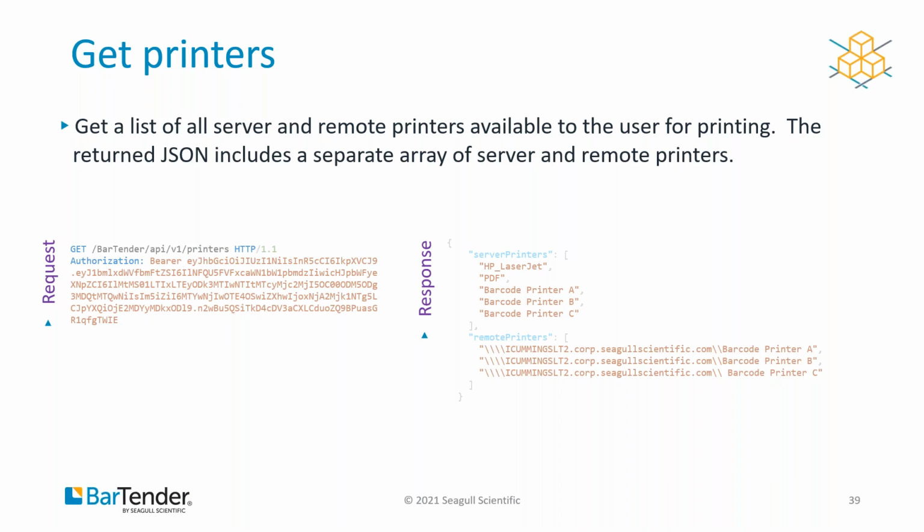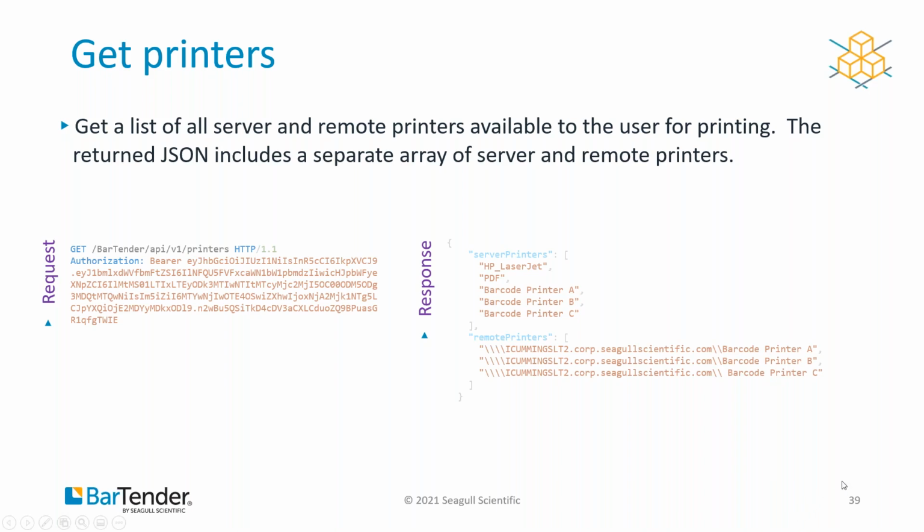But before we get to printing, we need to know what printers are available. So this is where we use the get printers request. And again, we're using the bearer token there to signify who is making the request. That bearer token, by the way, is only needed if Print Portal has authentication enabled. Authentication is disabled by default. So if that's the case, then you don't need to do the authentication. You won't need to use that bearer token.